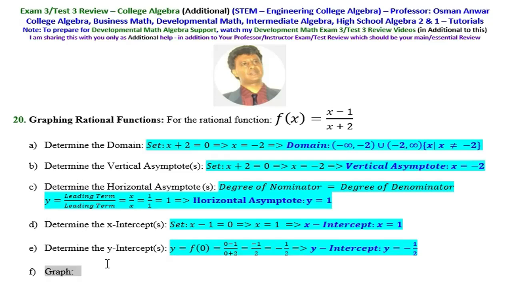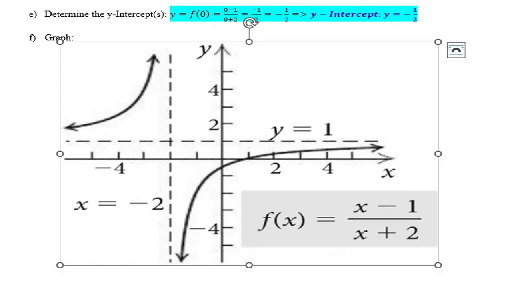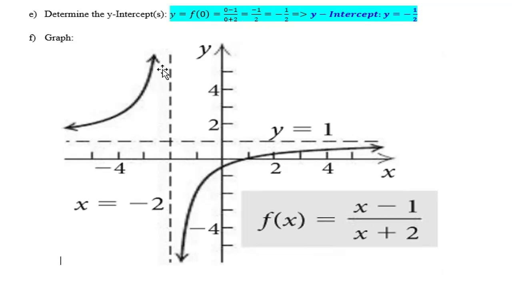F, the graph. We know the vertical asymptote is at x equals minus 2. The horizontal asymptote is at y equals 1. We know it intercepts the x-axis at 1, and it intercepts the y-axis at minus half. And we know as x goes to infinity, y approaches 1. As x approaches minus infinity, y approaches 1, which is the horizontal asymptote.